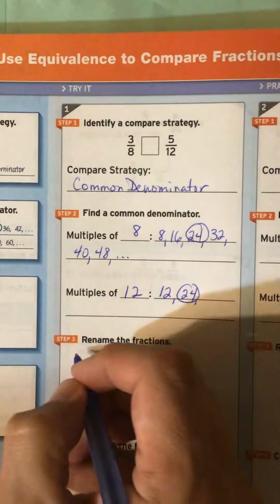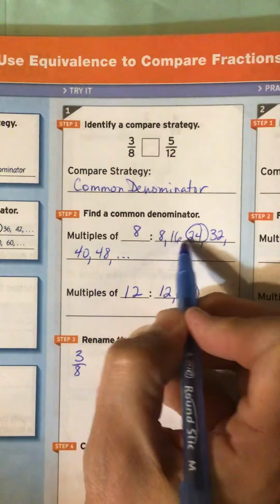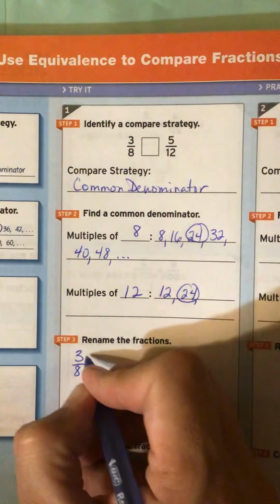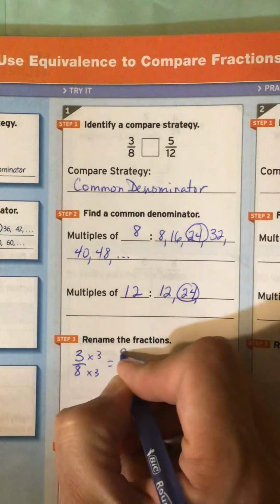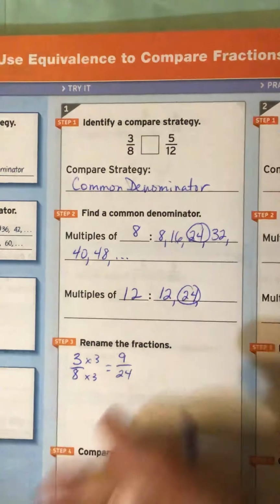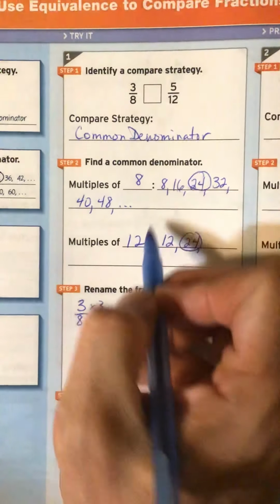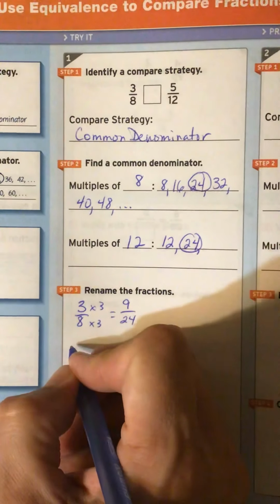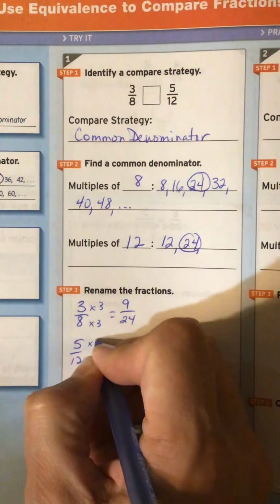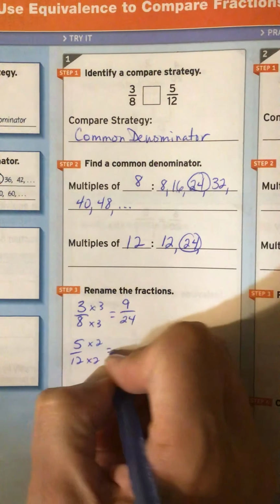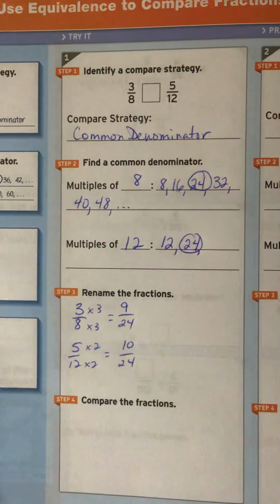So let's rename our fractions. So for 3/8, it took 1, 2, 3 multiples to get to 24. So I'm going to multiply both the numerator and denominator by 3. And we get 9/24. For 12, it took 1, 2 multiples to get to 24. So for the fraction 5/12, we're going to multiply the numerator and denominator by 2. And we get 10/24.